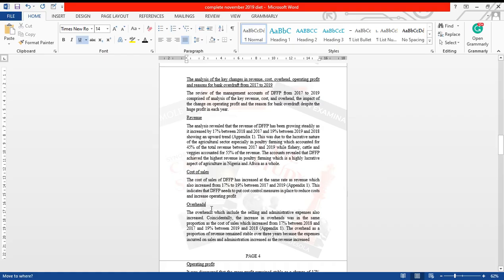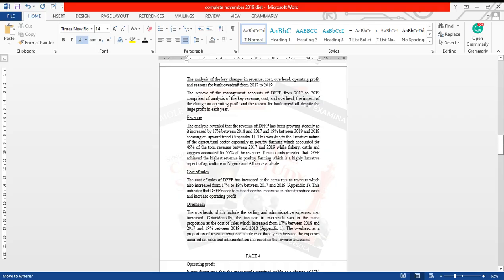So we actually discussed all this in the financial statement analysis class, but let me just go through it a little again. We're told to talk about the revenue, the cost, the overheads, the profit, and the reasons for bank overdraft, right? So we actually analyzed revenue and we discovered that it's increasing by 17% between 2018 and 2019 and 19% between 2019 and 2020.